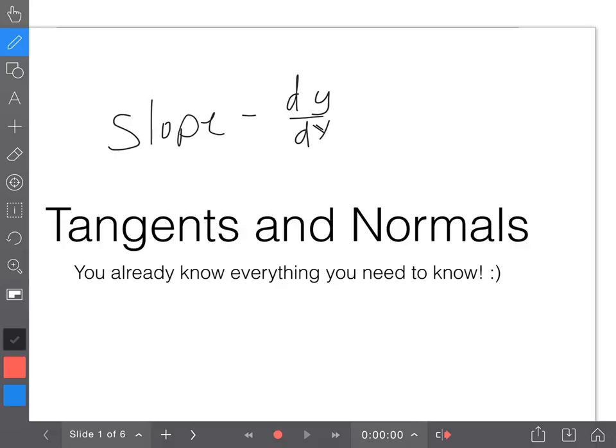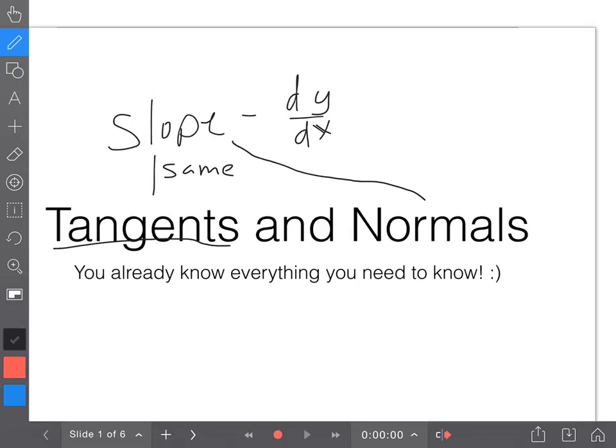Now, what else do you need to know? Well, you need to know that if a slope is tangent, then it has the same slope. And you learned that back in Algebra 1, that if something has the same slope, then it's going in the same direction. Therefore, in this case, it'll be tangent if it has the same slope and goes through the same point.